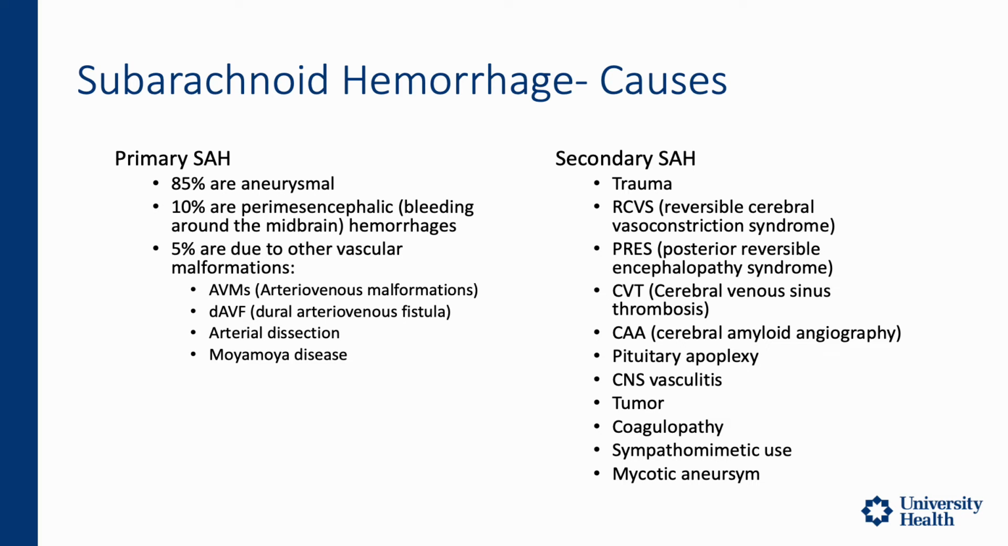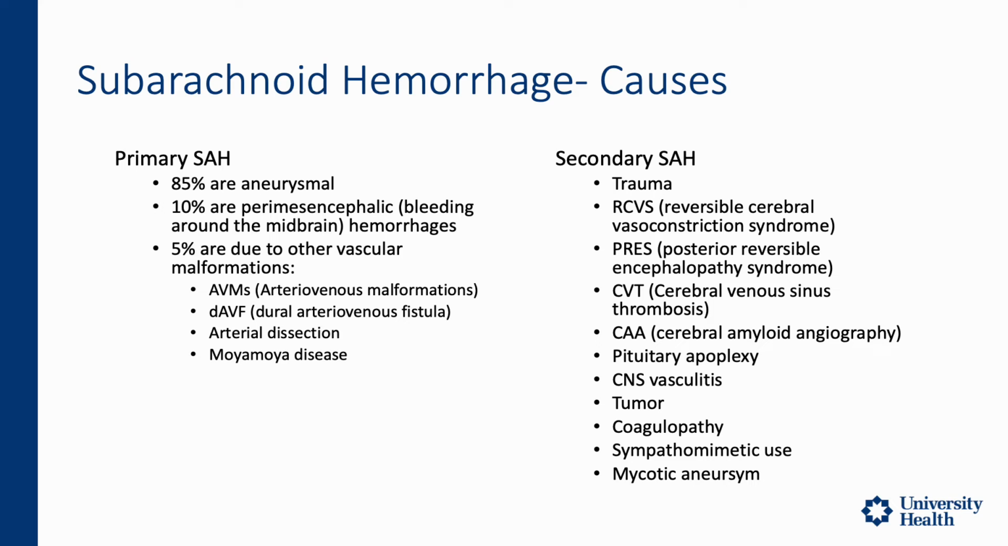And so basically, since they have blockage and stenosis of these arteries, what happens is that they create these collateral vessels to try to compensate for these blocked arteries. So they're more prone to these arteries rupturing. They're more fragile, so they're at higher risk for your subarachnoid hemorrhages.